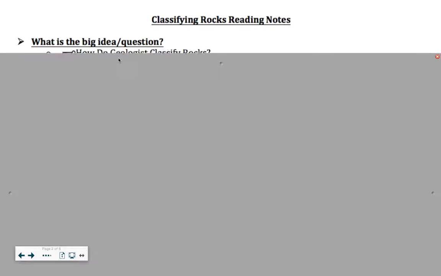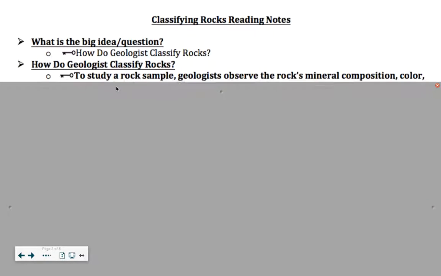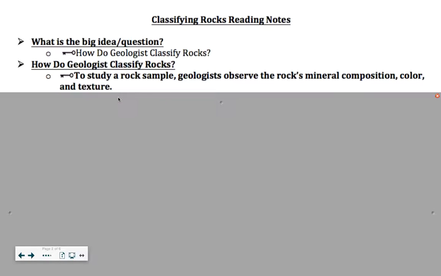Okay, so key questions. You guys know you've been here a couple months now that we always start out with these key questions. And again, boys and girls, all this is kind of the big idea. What do we want to take away from this reading? And in this first reading, we're talking about how do geologists classify rocks? So we're going to answer that here, and it's right here.